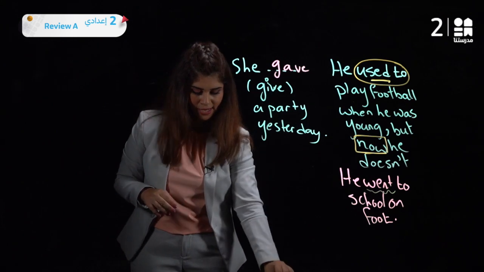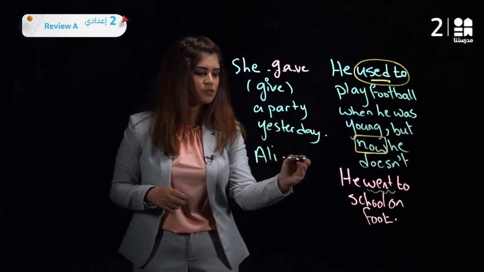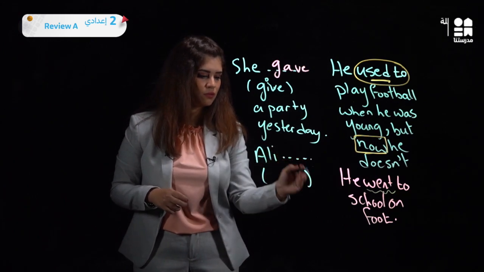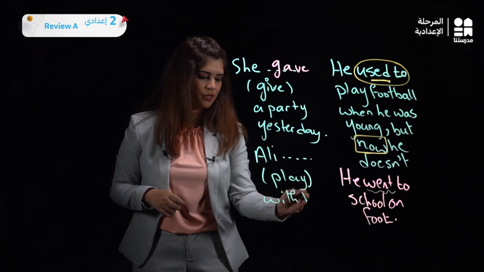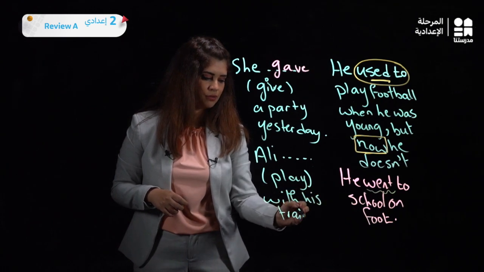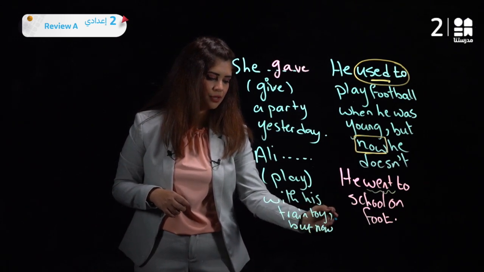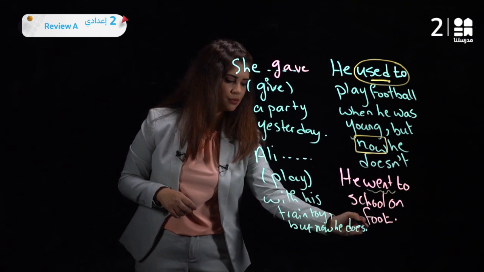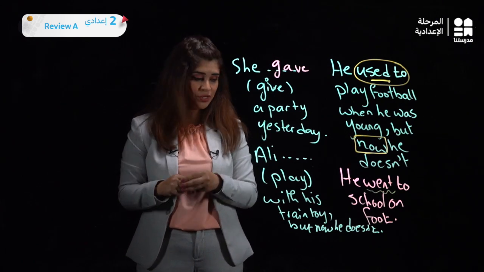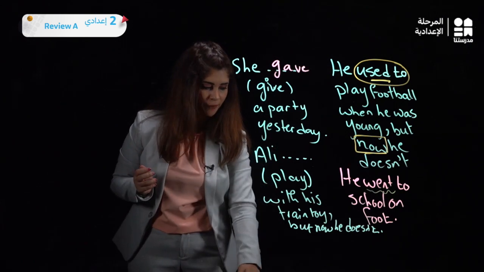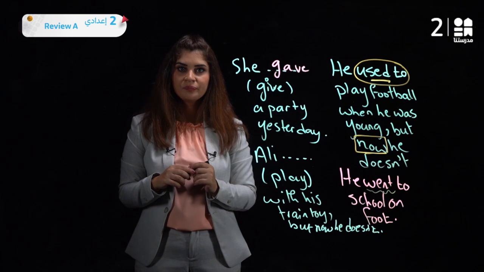So look at the second example. Like for example, Ali dots play with his train toy, comma, but now he doesn't. Okay, Ali, space, play with his toy, with his train toy, but now he doesn't. Okay, here, shall I add used to or just played, for example?